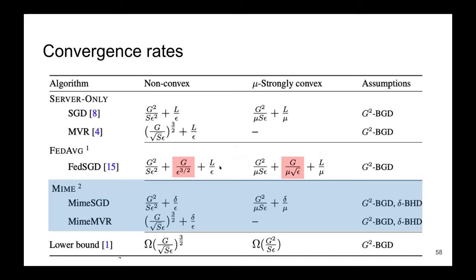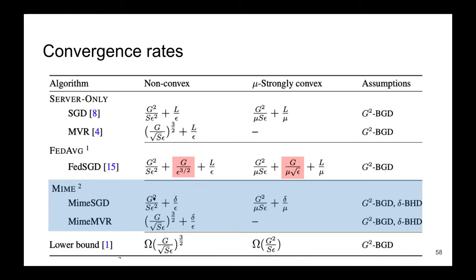I'm basically out of time or maybe even over time, so I want to just highlight a few things. First of all, if you just do SGD, then you get certain rates which look like G squared over S epsilon squared plus L over epsilon. If you use MIME with SGD, you get essentially the same rate, except that the L term, the smoothness term, is replaced by delta. So of course, for the lower order term, we hope to get better, and that helps quite a bit.